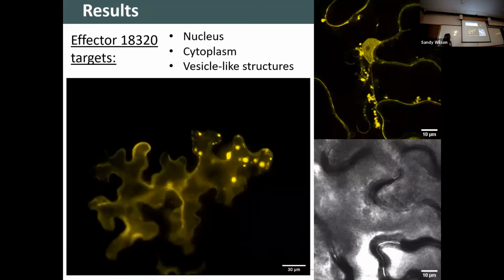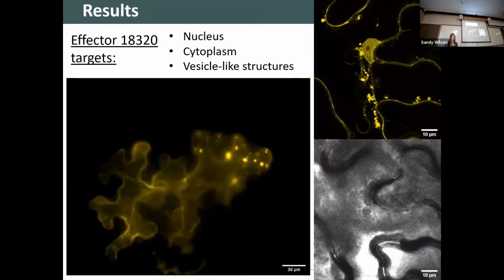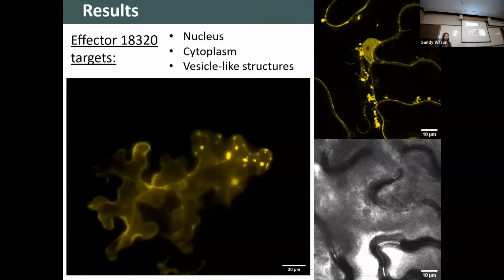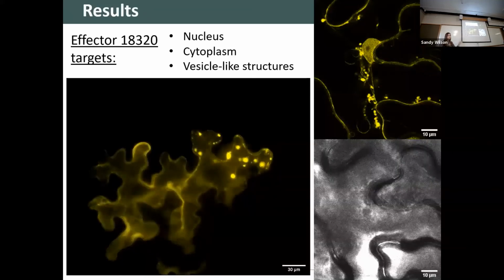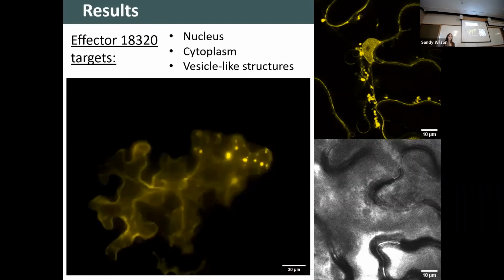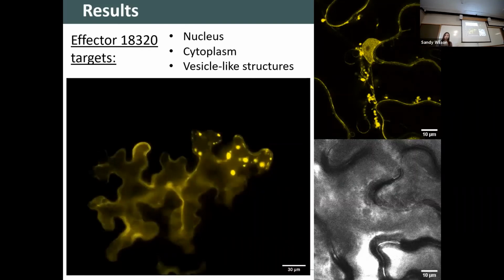And these are my results. So the video was taken using an epifluorescent microscope, and the images on the right-hand side were taken using a confocal microscope. And the image up to the top right-hand side is showing in yellow fluorescence all of the localizations of this particular effector, and those structures appear to be the nucleus in the middle there, the cytoplasm and some of these smaller structures that could possibly be some type of vesicle. But further work could be done in the future to determine the exact identities of those structures. And that kind of wraps up my project.